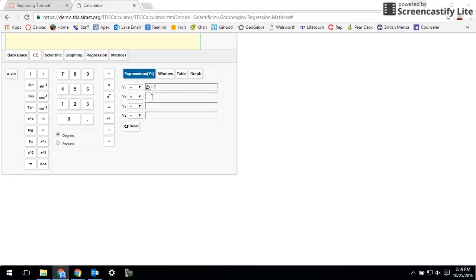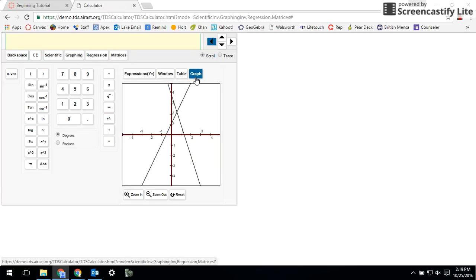Okay, now we're going to test out another one. Let's try negative 3x plus 4. So you're going to come over here, negative 3 x variable plus 4. Okay. Hit graph and see what it looks like. Pause and do this if you have not already.